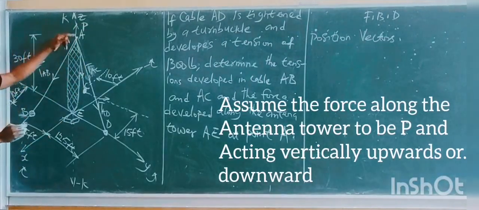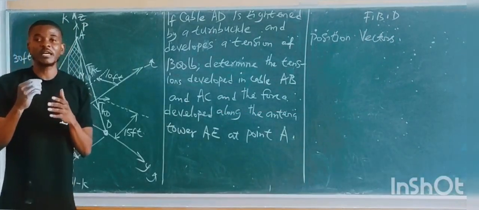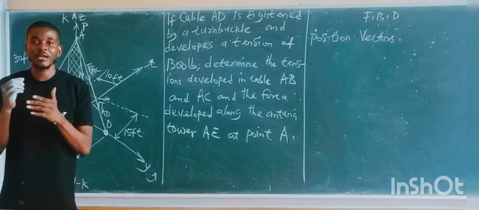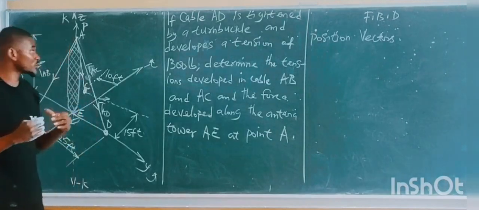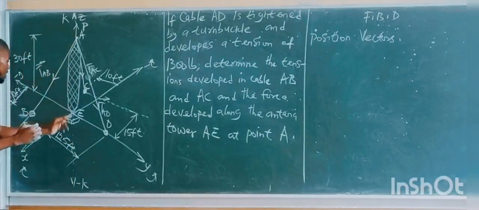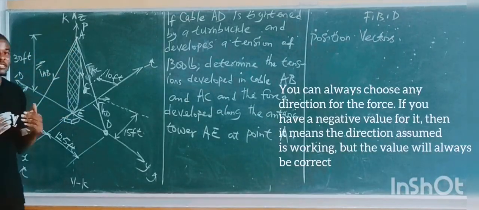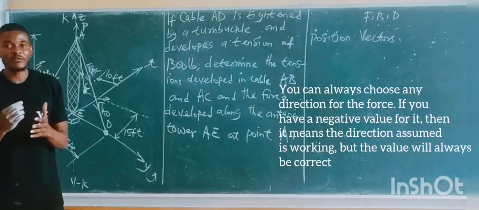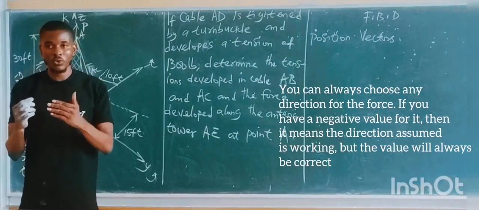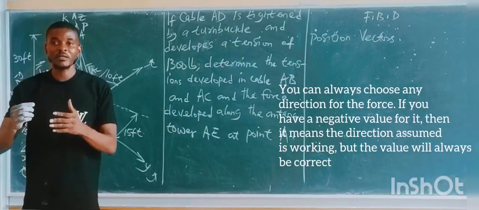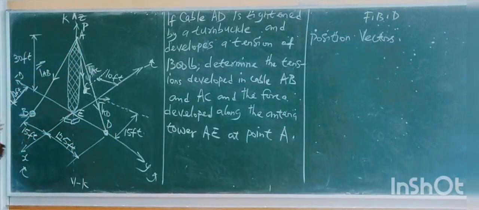You can also choose this force to be acting downwards; you will not be wrong. At the end of the day, if you obtain a negative value for the force, it only means that the direction you assumed was wrong. Because you don't know this force, you have to assume the direction for it. So I will assume that this force acting along the antenna tower AE is pointing upwards. If I choose downwards, it doesn't matter, but if the answer has a negative value, it means the direction I assumed was wrong, but not the answer. The answer will forever remain correct. So this is what is called my free body diagram.